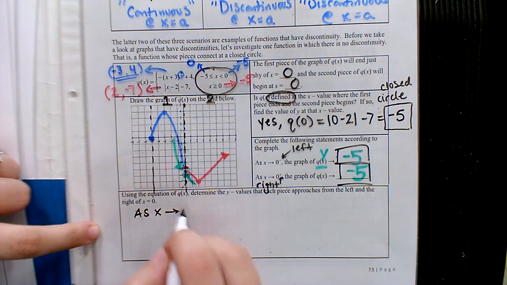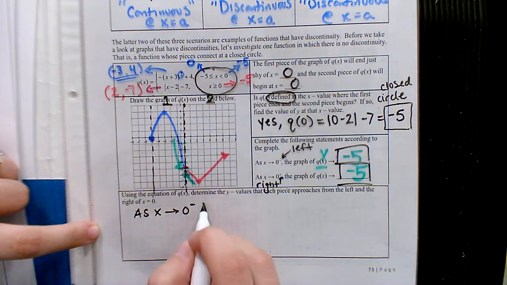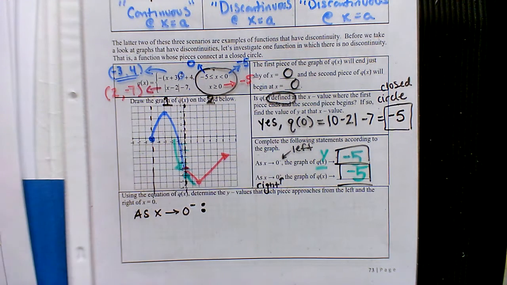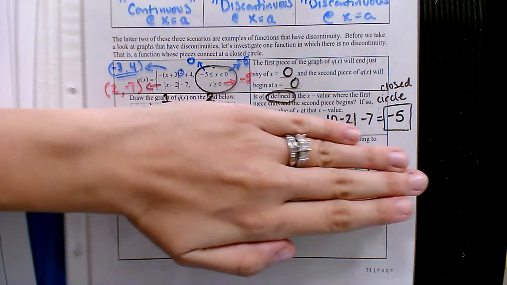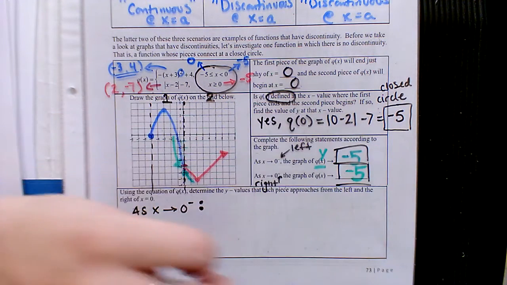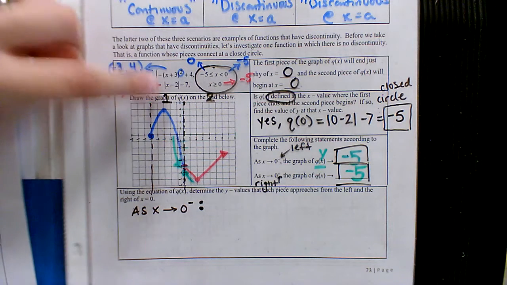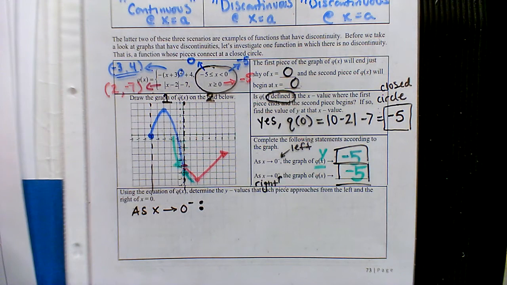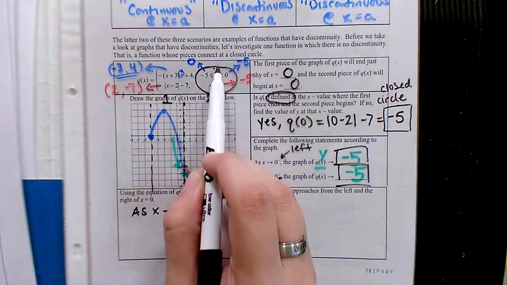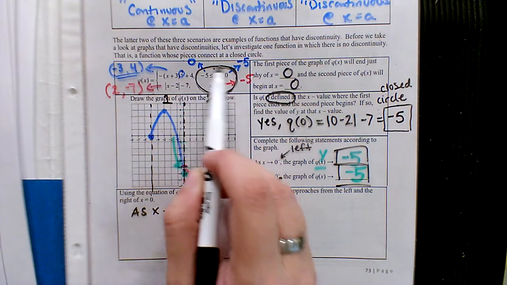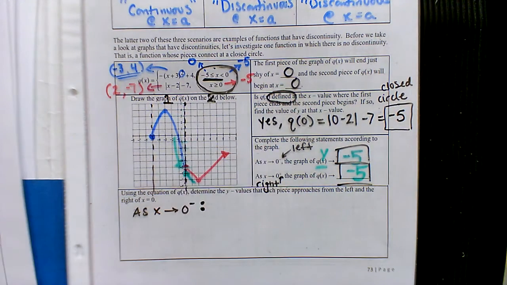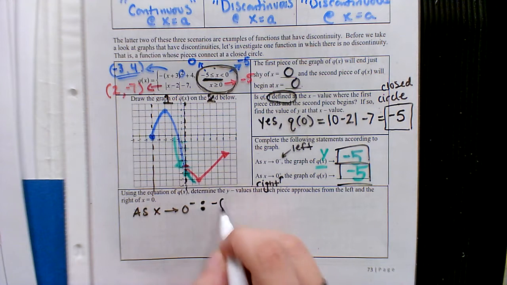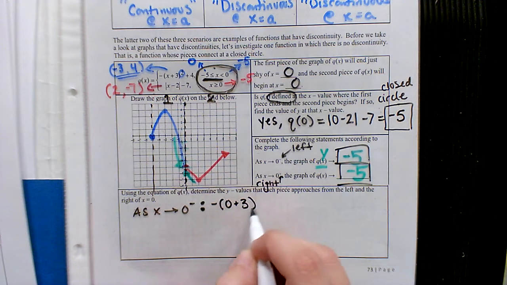As x approaches 0 from the left, which equation should we use to symbolize the left-hand side of 0? Again, you're not given the graph, so you've got to take a look at your equations. Which one shows up to the left of 0? Yeah. The quadratic, right. If you take a look at your domains or your constraints, x values to the left of 0 are all negative. Okay, so let's go ahead and plug in 0 into that quadratic.